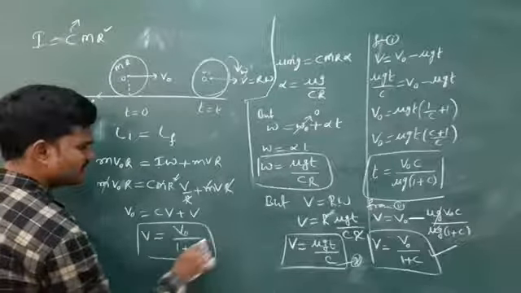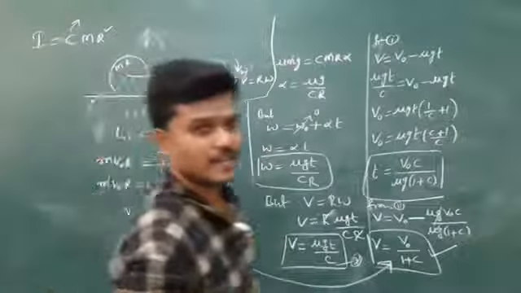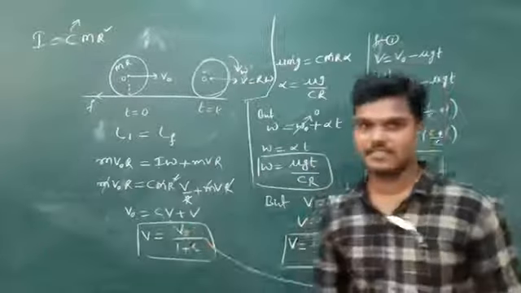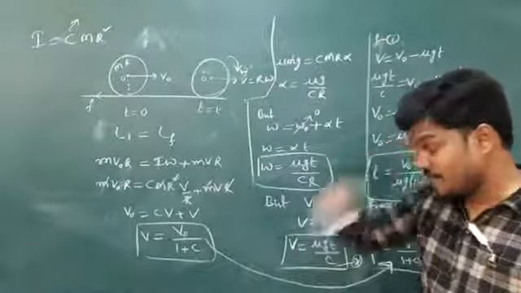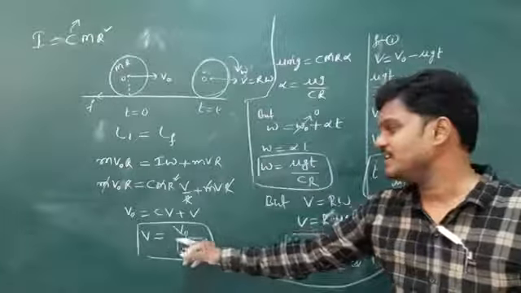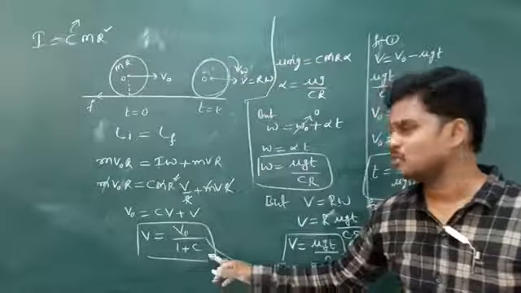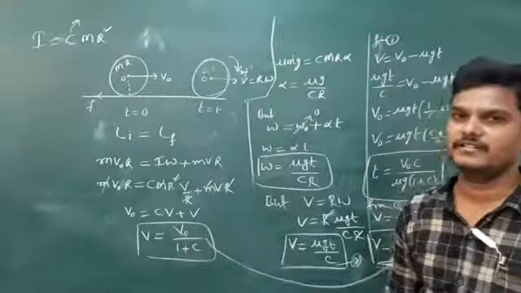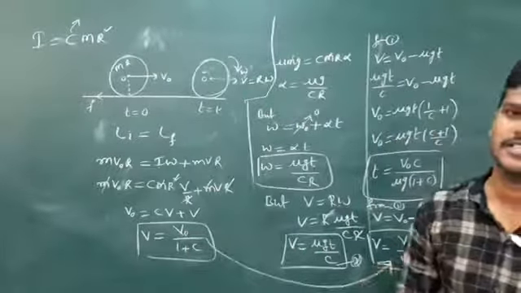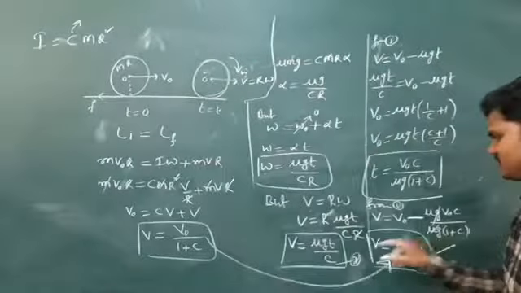See the direct final answer. By using the law of conservation of angular momentum, we get direct answers. Here, if it is a disk, the final velocity after time t is v naught by (1 + 1/2), so 2v naught by 3 is the linear speed of the disk when pure rolling will start. If they ask for the time, use these conditions.